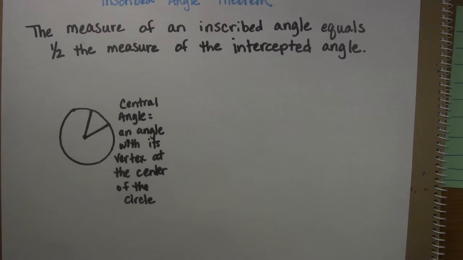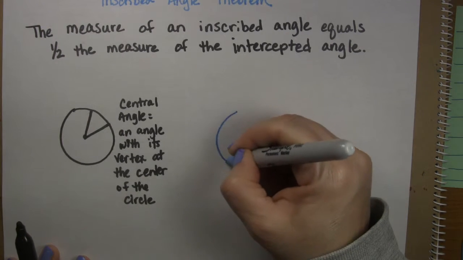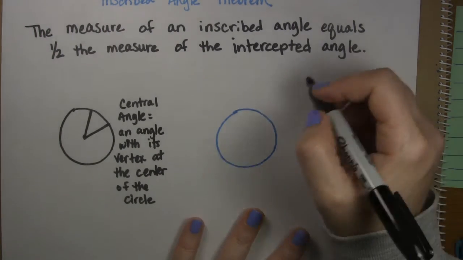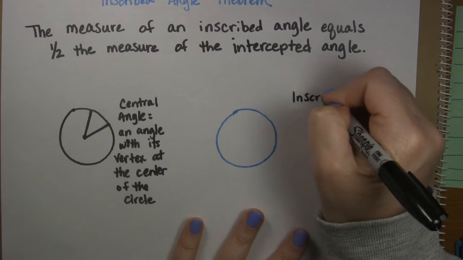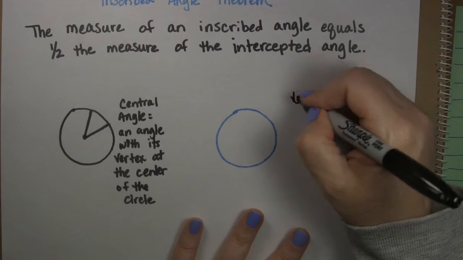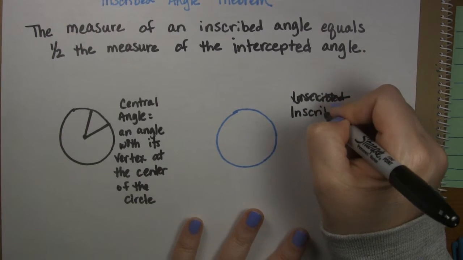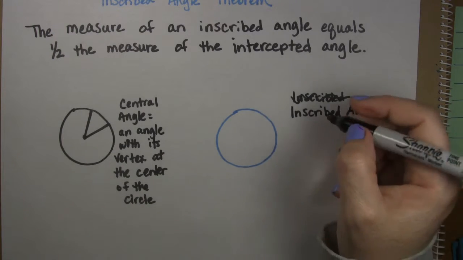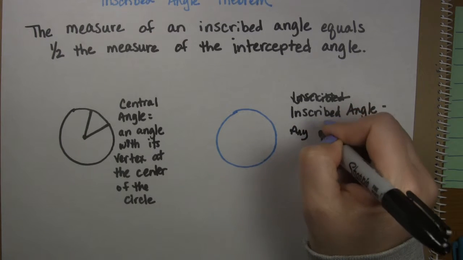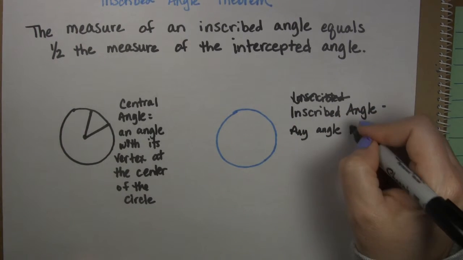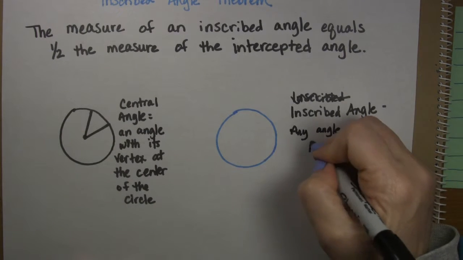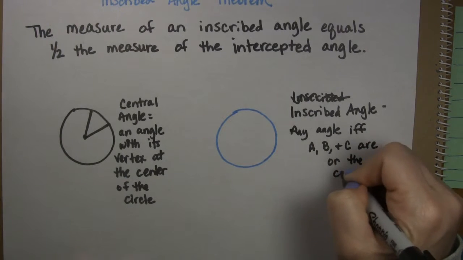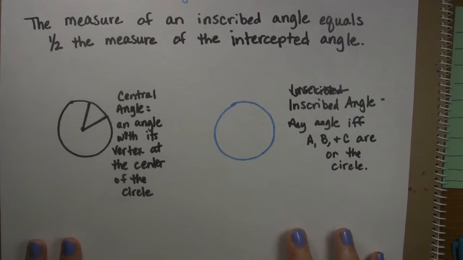Okay, so that should not surprise you then to know that there is such a thing as an inscribed angle. Oops, gotta spell it right. Inscribed angle is any angle ABC if and only if A, B, and C are on the circle. Any angle if A, B, and C are on the circle.